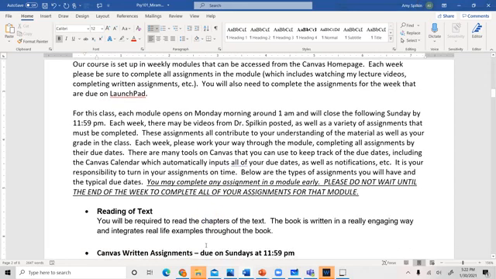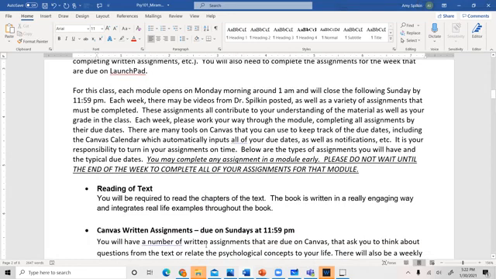So things that you'll need to do are reading the chapters in the textbook. The textbook is written in a really engaging way. I really hope you enjoy the book. I spent a lot of time picking it. It includes a lot of real life examples, so I hope that you enjoy the reading.